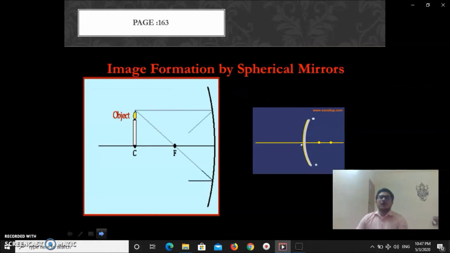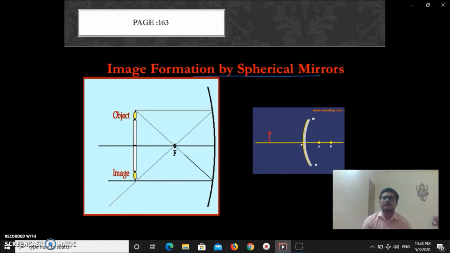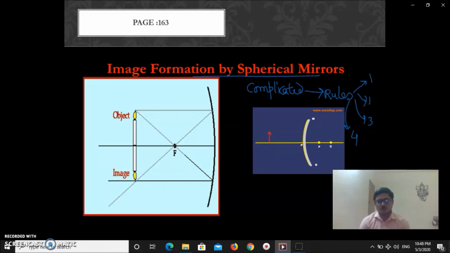Clear? Now we will discuss image formation by a spherical mirror. How a spherical mirror forms the image. Okay, cadets, understanding of image formation by a curved mirror is not easy. It's complicated. So we need to use some rules. There are a total of 4 rules. We will discuss those rules. Clear?